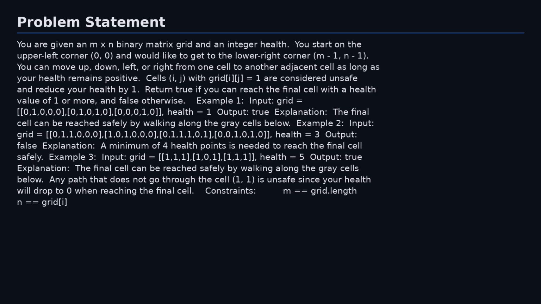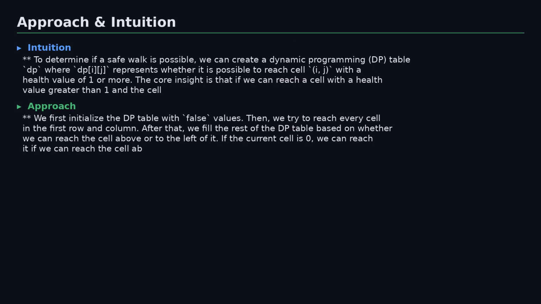So, we need to find a path that allows us to reach the bottom right corner with a health value of at least 1. To solve this problem, we need to think about how we can use dynamic programming to our advantage. The core insight here is that if we can reach a cell with a health value greater than 1 and the cell has a value of 1, we can safely move through this cell, reducing our health by 1. Think of it like navigating through a minefield. We need to find a path where we can avoid the mines or at least have enough health to survive if we encounter one.